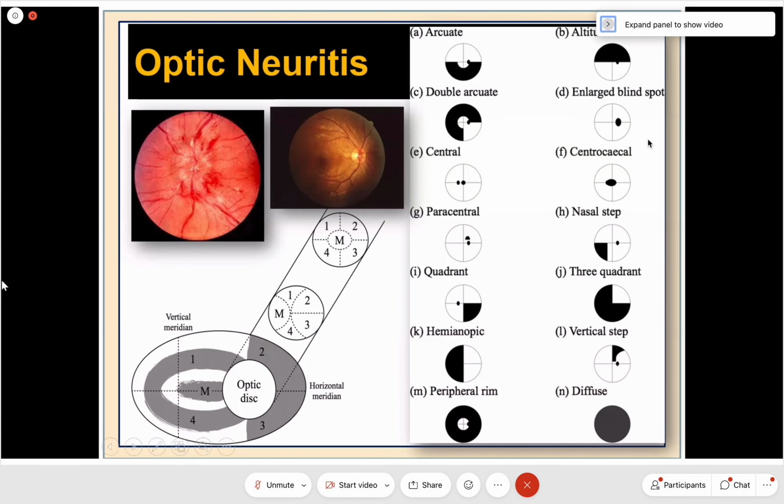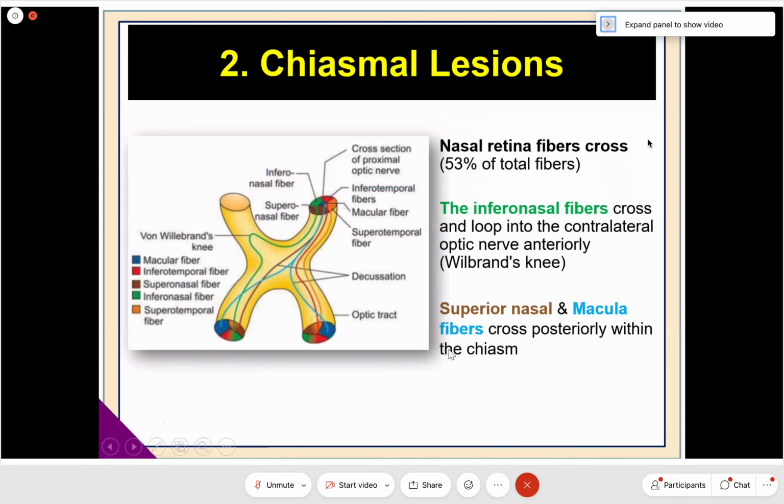How about optic neuritis? Actually, in optic neuritis, any fibers can be affected. So any visual defect can appear in optic neuritis, from enlarged blind spot, arcuate scotoma, altitudinal, nasal step, or even diffuse visual field loss in severe optic neuritis. Okay, so secondly, we go to the chiasma. This is very important, if you know the rules, that will be easier for you to interpret.